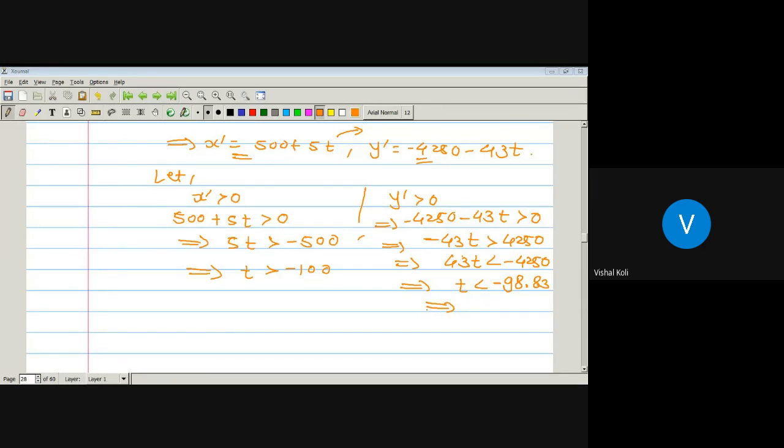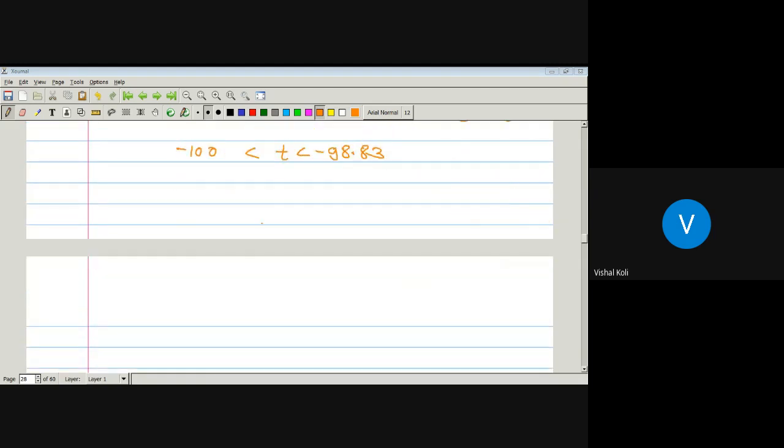So what is the range of this t? T is less than minus 98.83 and it is greater than minus 100. So t lies between these two values. What is the possible value of t? 99. As t is an integer, t is not 99, it is minus 99. So here the value of t is minus 99.